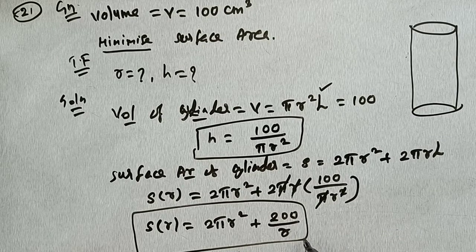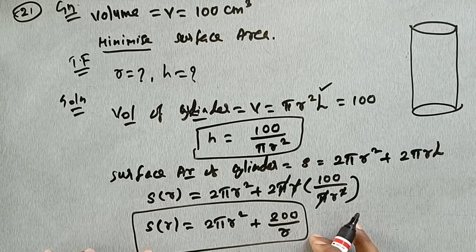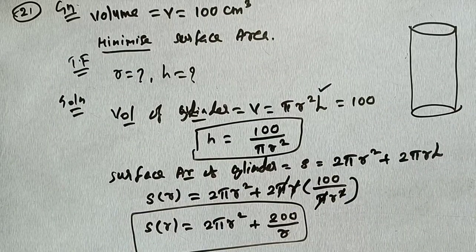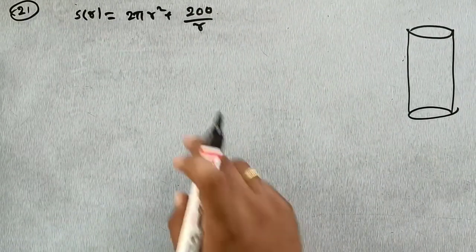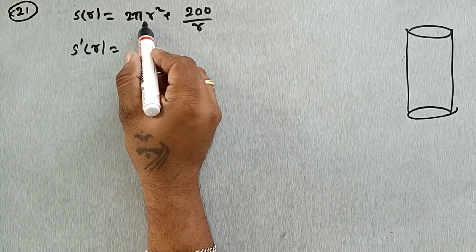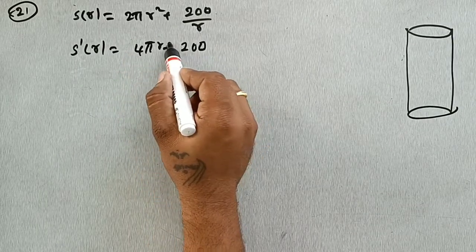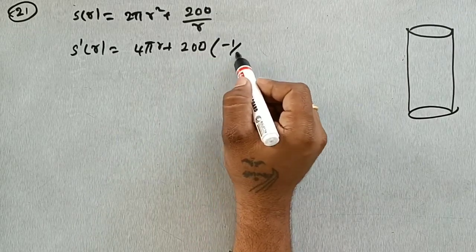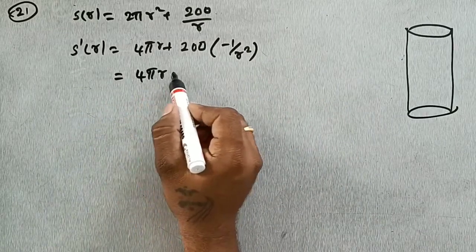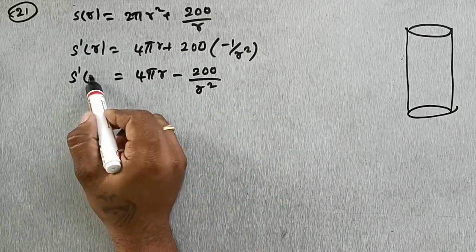So I need to minimize this surface area. I need to find the critical points by finding the first derivative of S of R. Differentiating with respect to R, S dash of R equal to 4 pi R, minus 200 into differentiation of 1 by R, which is minus 1 by R square. Simplifying, S dash of R equal to 4 pi R minus 200 divided by R square.